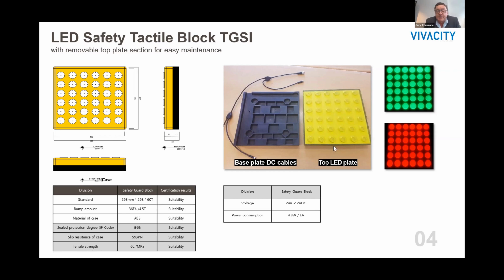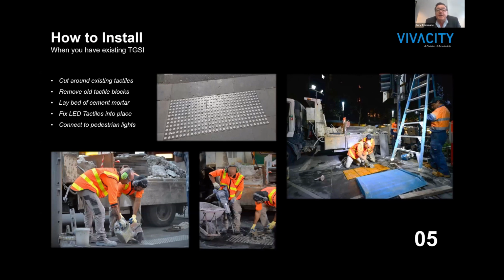So how do you install the tactiles? This is the install we did in the city of Melbourne, where we had existing, non-illuminated tactiles in the ground. So basically what we did here is we just cut around these tactiles. We dug them out. You have to go down about 60 millimeters in depth. We then lay a bed of cement onto the base. We fitted our base plates into it. And then, as you can see here, we fitted the tactiles.